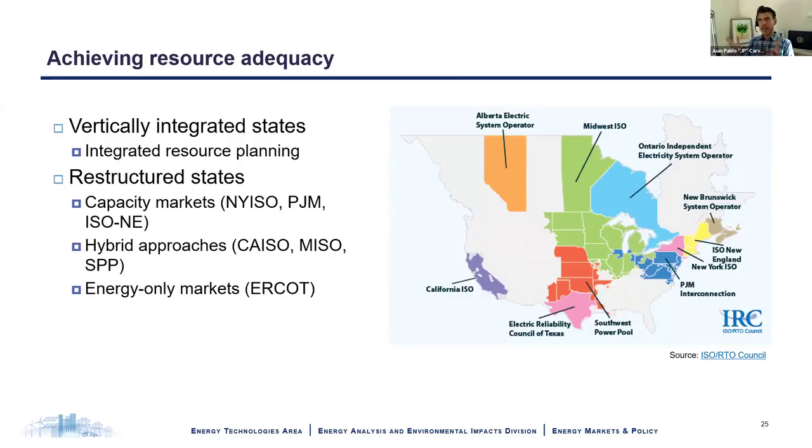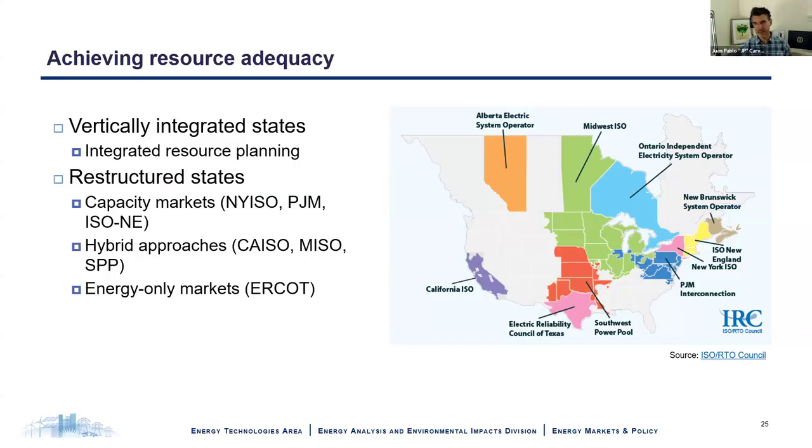We're going to move now into achieving adequacy. Once I have the planning reserve margin and capacity accreditation, now the question is, how do I encourage resources to show up and make sure that as a planner I'm bringing in the right amount of resources? This depends largely on the institutional organization in a given state or jurisdiction. Vertically integrated states, as I think I mentioned before, rely on integrated resource planning. So it's a centralized regulatory oversight process that ensures that the system is adequate at least cost. In restructured states, there are different approaches.